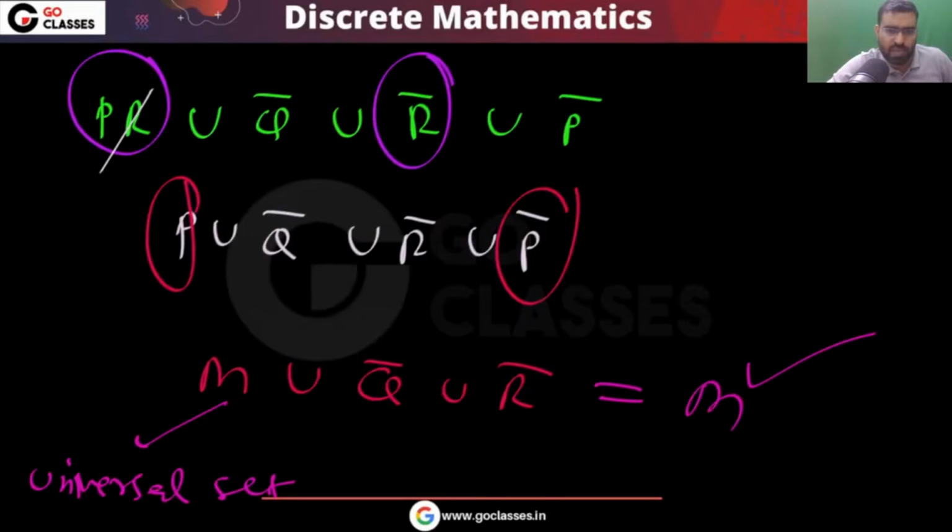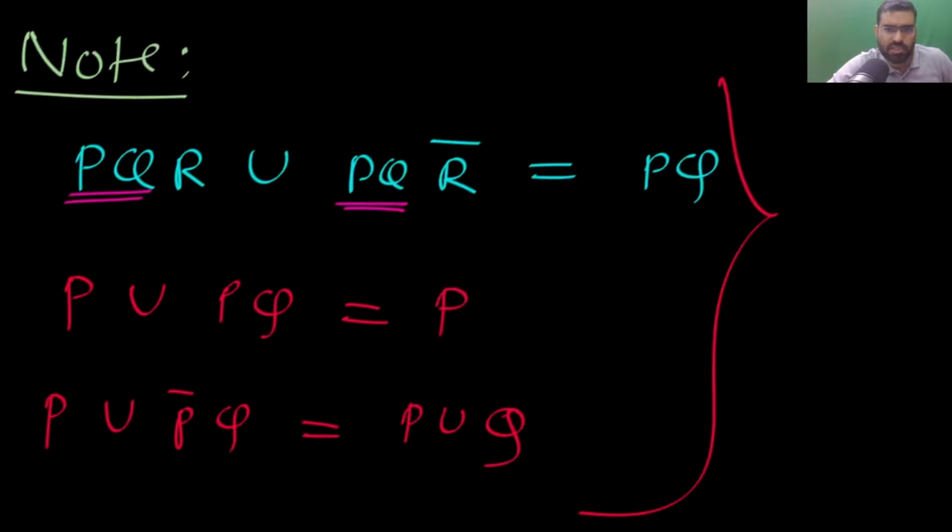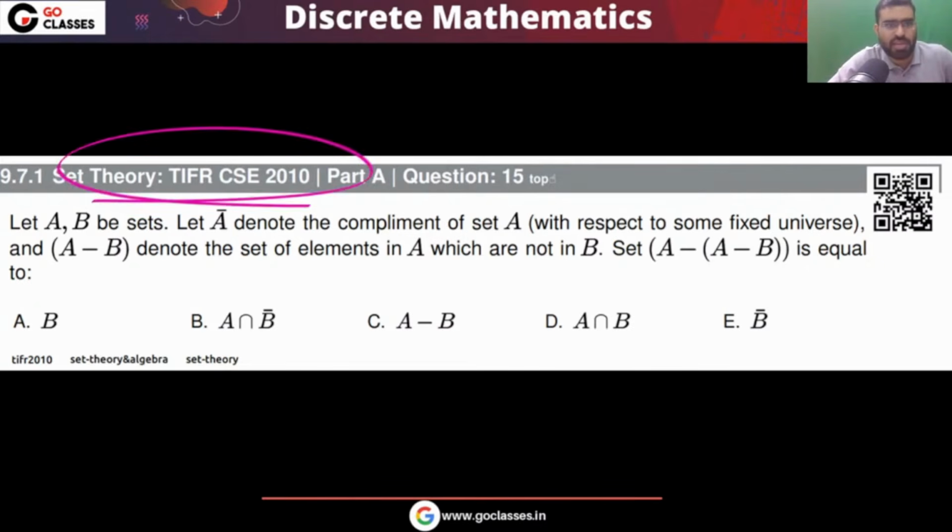Did you get all of them? Please tell me, did you understand all the ways? Okay, I hope this is clear. So let's solve this TIFR question. Can you tell me the answer very quickly? TIFR 2010 question.